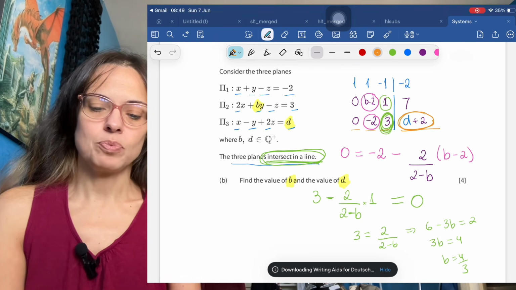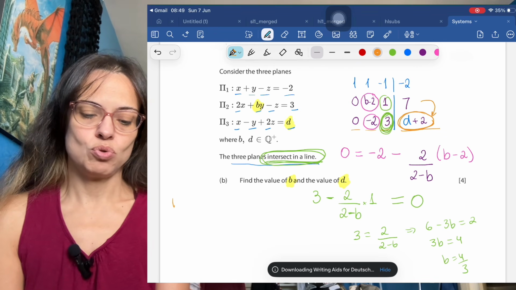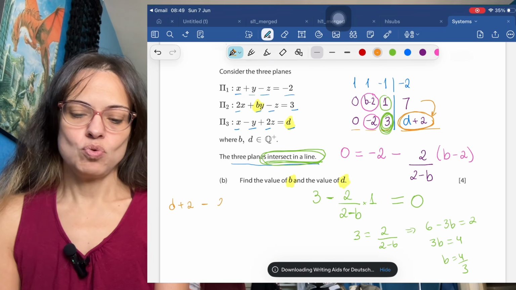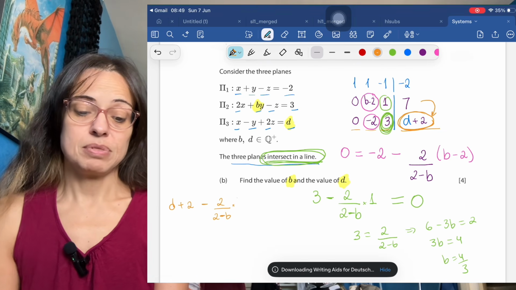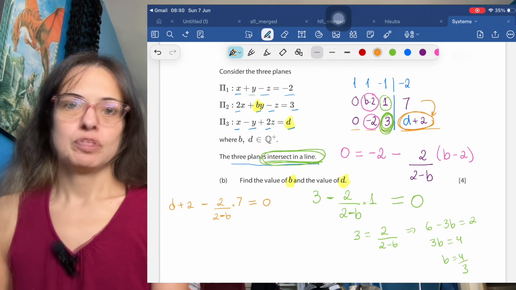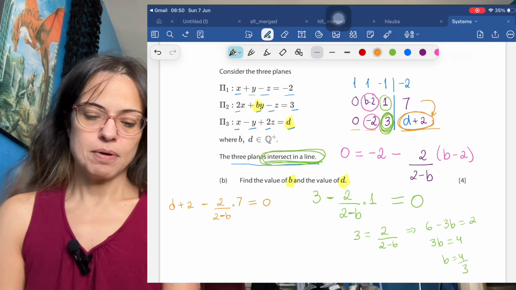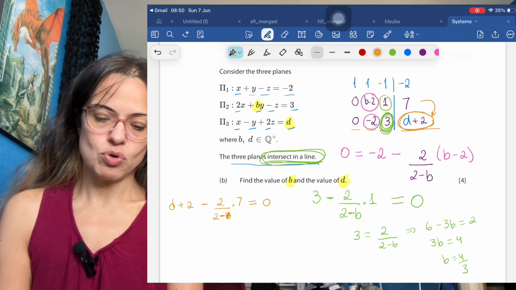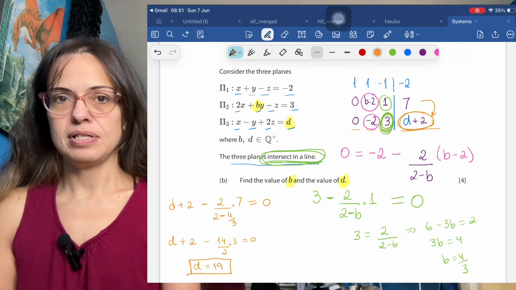And it's the same thing, right? We're subtracting a bunch of the 7 here. So the d plus 2 minus 2 over 2 minus b, which was that factor that we found before, times 7, this also needs to be equal to 0 to get it to the case where there are infinitely many intersections. The value of b here we already know is 4 over 3. And now it's just a calculation. You find that d is equal to 19.